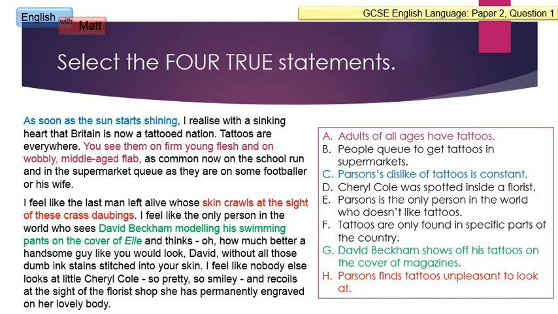So B, D, E and F are false. For example, people do not get tattoos in queues in supermarkets. That's just where he sees them queuing with tattoos. Cheryl Cole was not seen inside a florist. It just looks, according to Parsons, that she has one on her back, because I think she had some large flowers put on her back about 10 years ago.